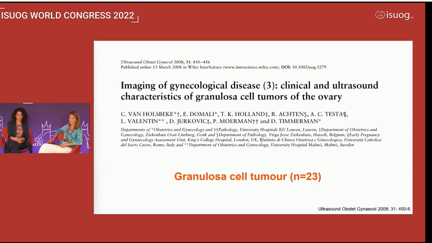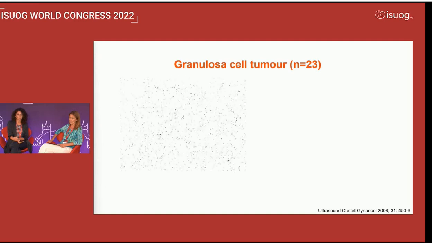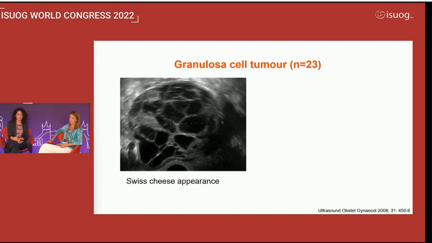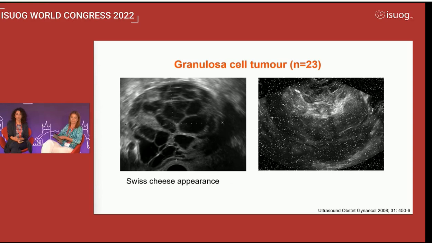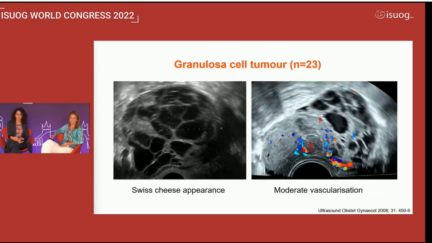Quite rare, though. So if we look at the ultrasound features, just remember that there are all these pictorial papers on the different subtypes of tumors. If we look at the series of 23 granulosa cell tumors, here you have the typical appearance, so a unilocular solid mass with this typical Swiss cheese appearance, or they can be more solid. And the vascularization is usually moderate.